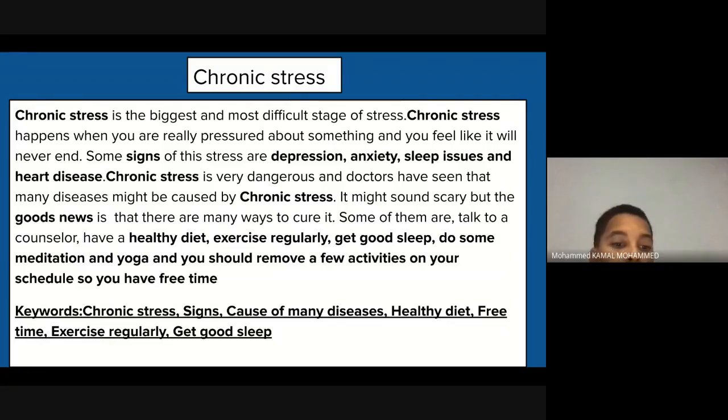Some of them are to talk to a counselor, have a healthy diet, exercise regularly, get good sleep, do some meditation, and you should remove a few activities from your schedule so you have free time. The keywords of this slide are chronic stress, signs, cause of many diseases, healthy diet, free time, exercise regularly, and get good sleep.